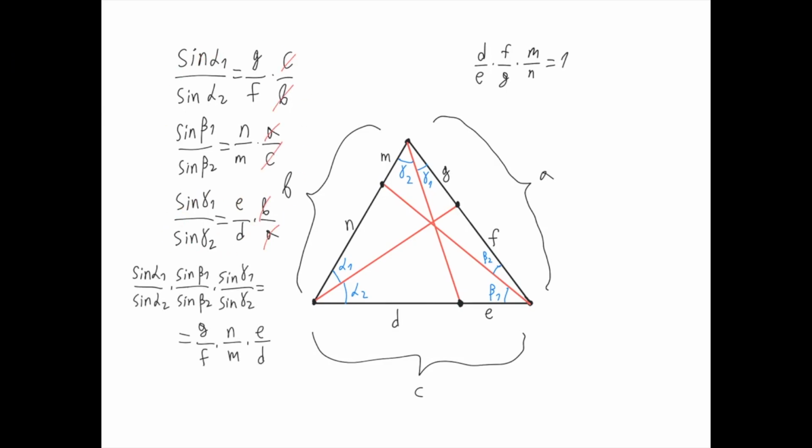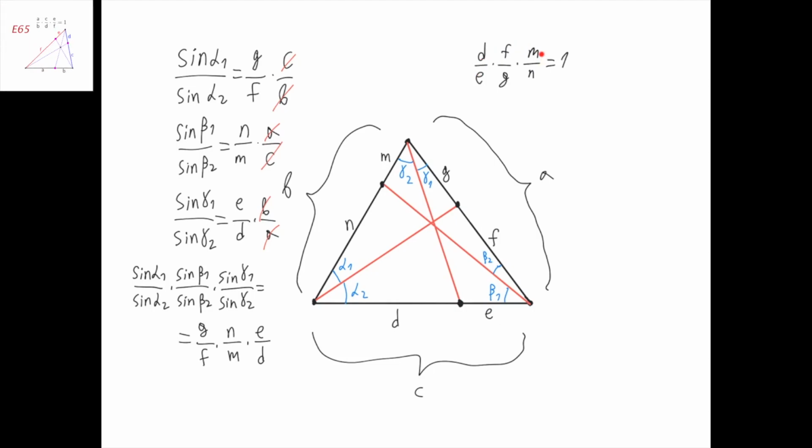On the left-hand side, we get sine of alpha 1 over sine of alpha 2 times sine of beta 1 over sine of beta 2 times sine of gamma 1 over sine of gamma 2. And on the right-hand side, you can see that the sides of the triangle a, b, and c cancel out here, here, and here. And what is left is g over f times n over m times e over d. But this expression is exactly the reciprocal value of this expression.